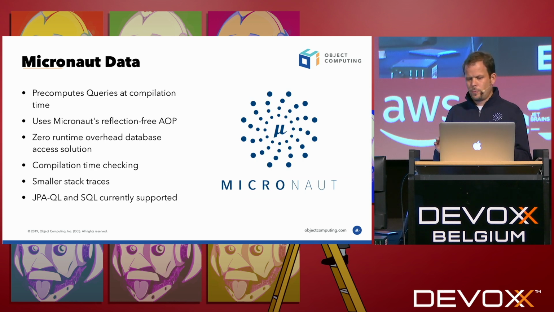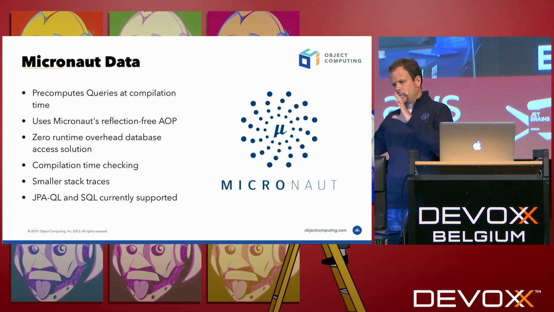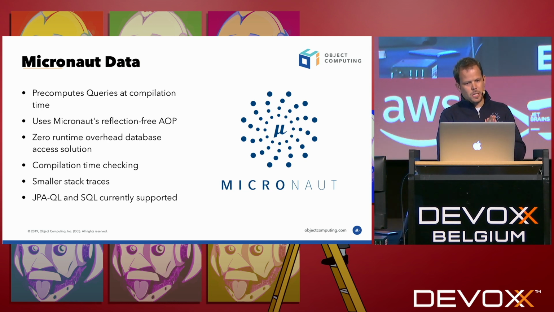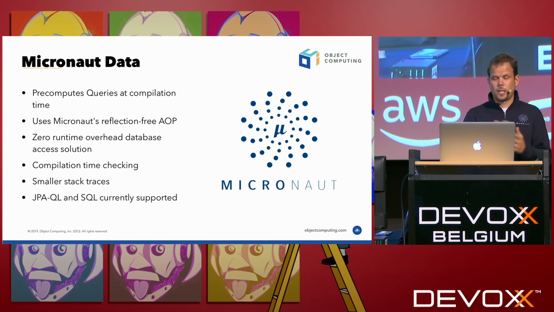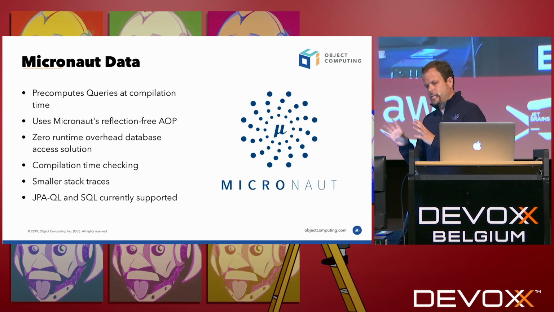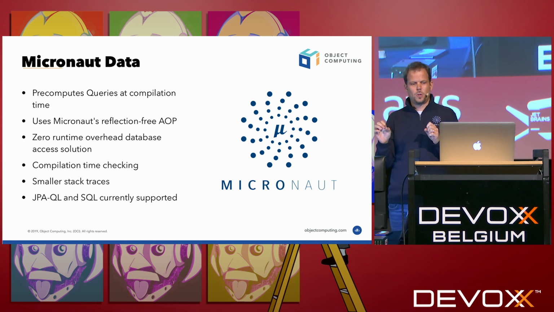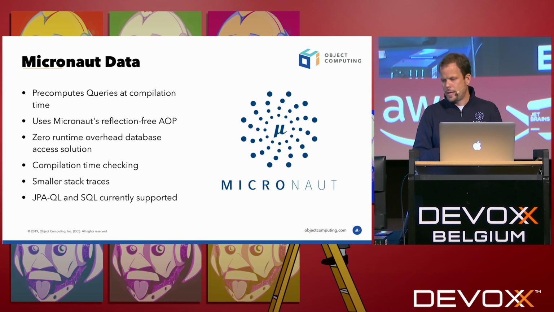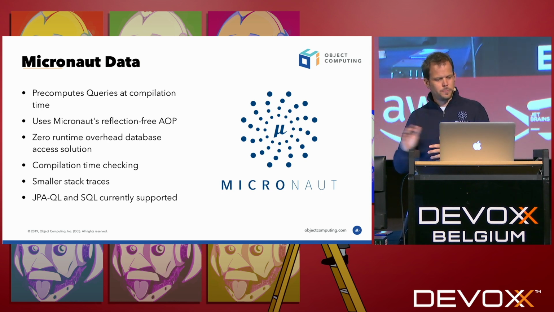And so when we looked at this problem, we were like, how can we apply the Micronaut way of doing things, where we create this intelligent compiler, to this space? And that's how we came up with Micronaut Data. So Micronaut Data is a database access toolkit. What we do is, at compilation time, we visit your classes and pre-compute your SQL or JPA-QL queries based on your interfaces. And it uses Micronaut's reflection-free AOP, which I demonstrated earlier.